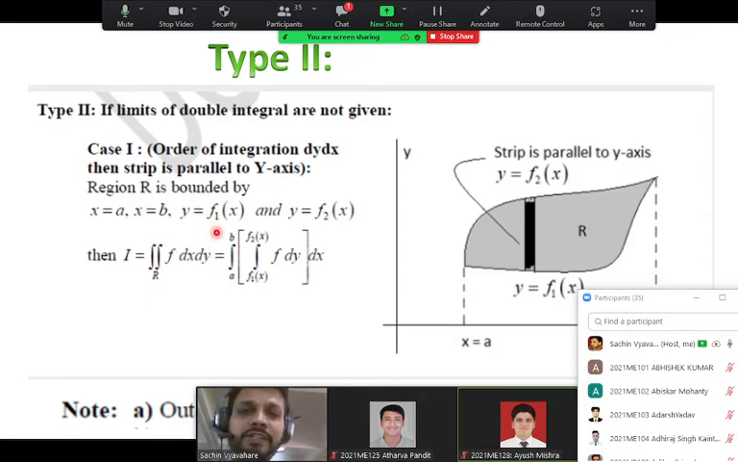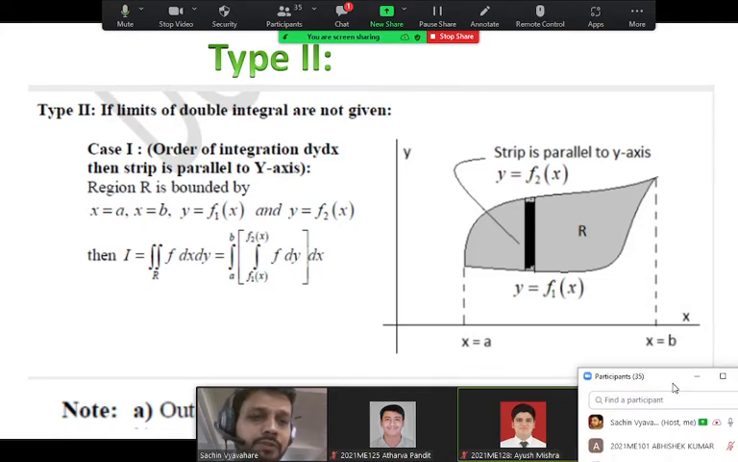So first we'll trace these curves. Say y equal to f1(x) is this graph, y equal to f2(x) is another graph, so this is the upper side, and here the straight line shown by a dotted line is x equal to a, and somewhere here it is x equal to b. So these are the two straight lines that we have. Here is this straight line x equal to b.